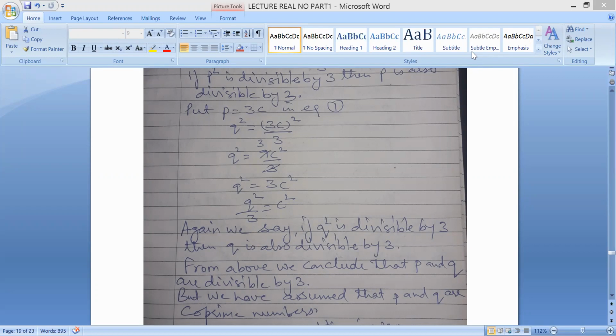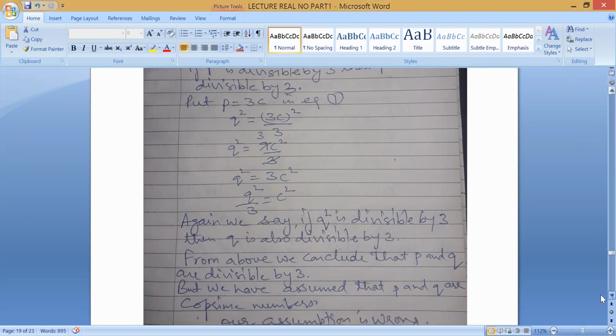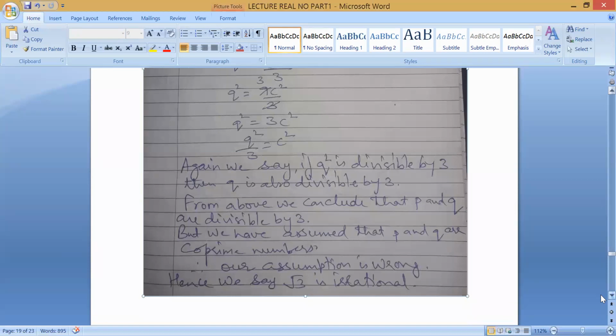From above, we conclude that P and Q are divisible by 3. But we have assumed that P and Q are co-prime numbers. So what you are seeing is that our assumption is wrong. Hence, we say that root 3 is irrational. Those who have studied the part 4 lecture will be able to understand this. If you have not, please go to that lecture.